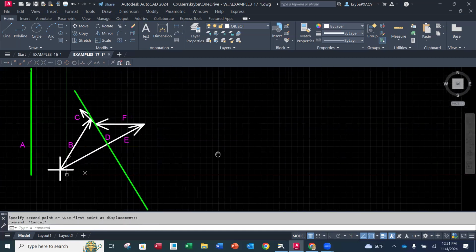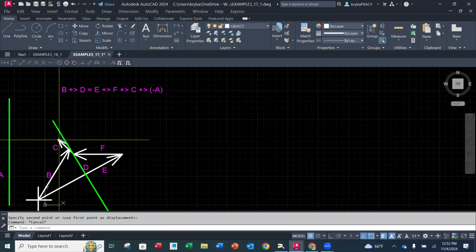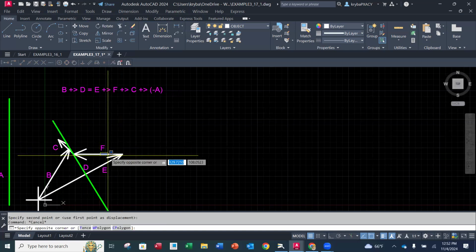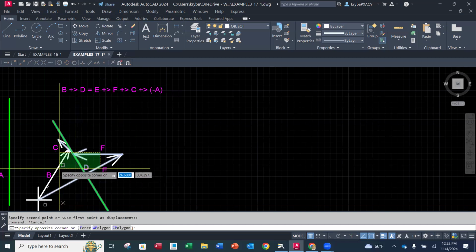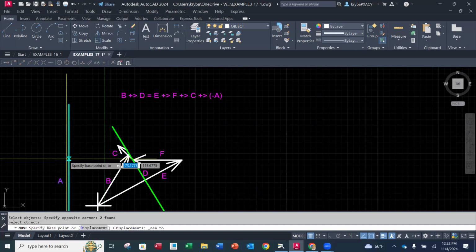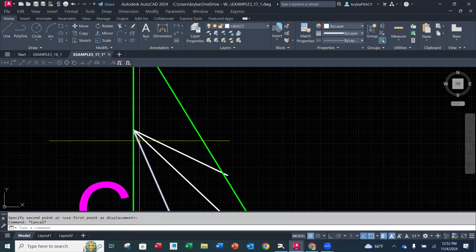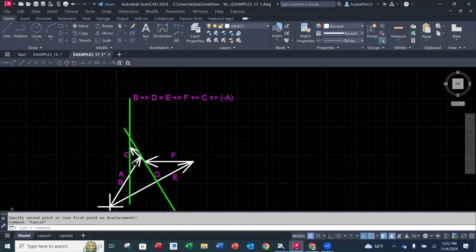Okay, all right. And then now on the end point of C, I'm going to put A. So A, I'm going to grab nearest right about here. And on the end point of C, I'm going to put A. Okay.